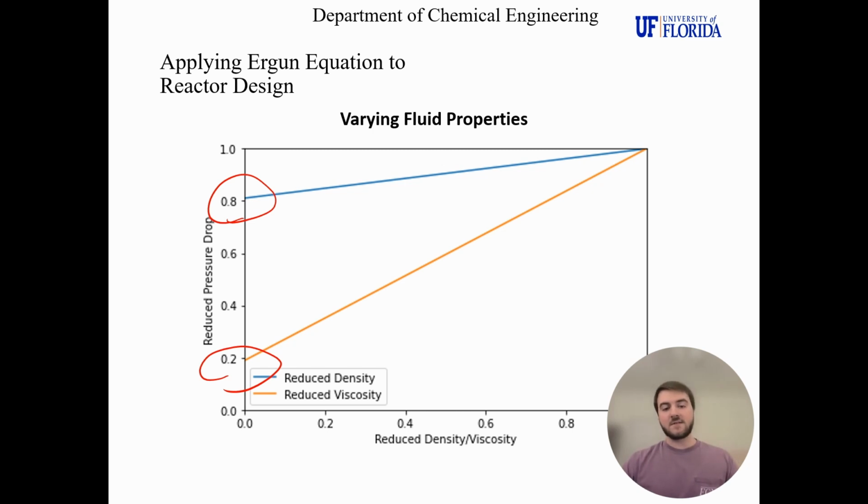Well, the reason for that is the inertial loss term is only a function of density, whereas the viscous loss term is only a function of viscosity. So if we ever reach 0 density, we see only viscous losses, and the same can be said about viscosity, where we see only inertial losses.